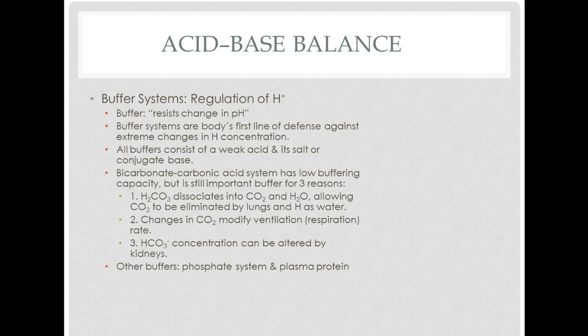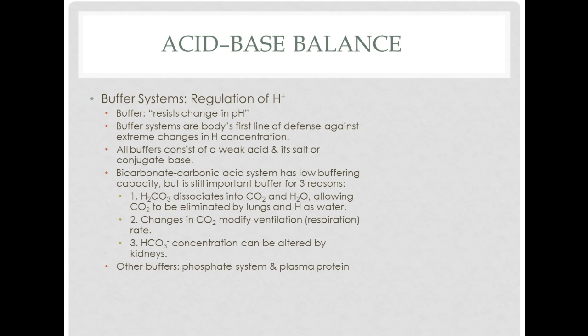We do have buffer systems in the body that help regulate these hydrogen ions. The buffer resists that change in pH. Buffer systems are the body's first line of defense against extreme changes in hydrogen concentration. All buffers consist of a weak acid and its salt or a conjugate base. The bicarbonate carbonic acid system has a low buffering capacity, but it's still important to buffer for these 3 reasons.